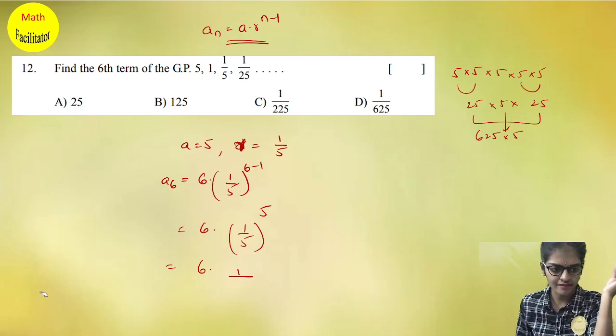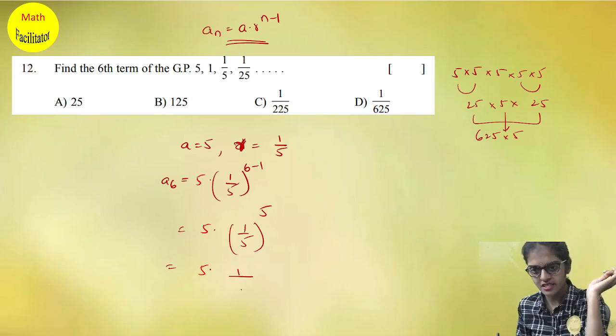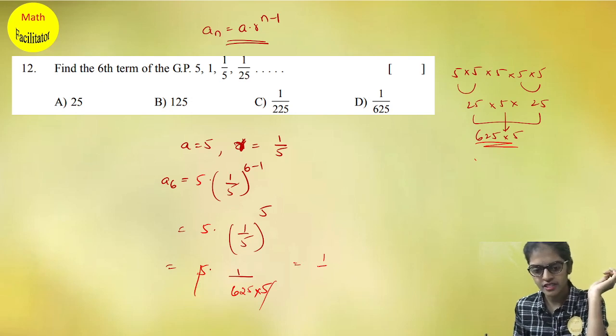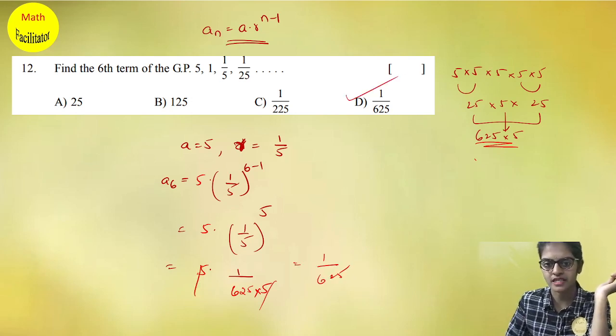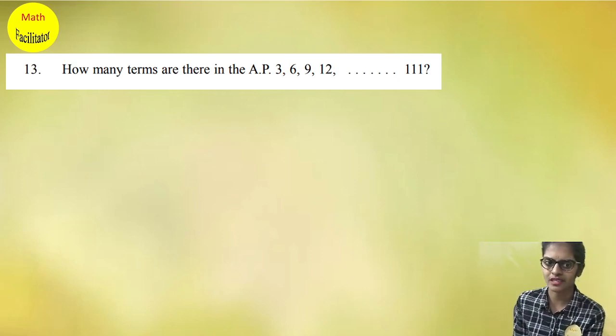One second. And the first term is what? A is 5. No, I substituted 6 here, I'm sorry. A is 5 here. Right. So if A is 5, this is 5 power 5. So 5 power 5 is 625 into 5. I'm writing it directly like this because I can cancel 5 and 5. So it is 1 by 625. Option D. Most of the questions in this chapter, I think option D was the correct one, isn't it?